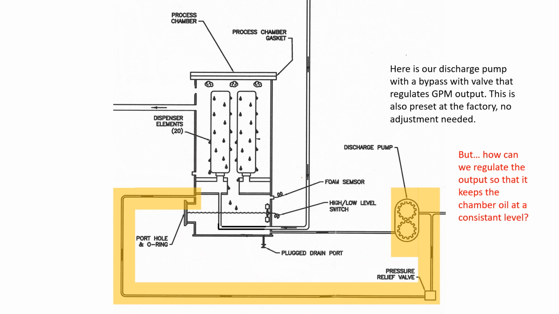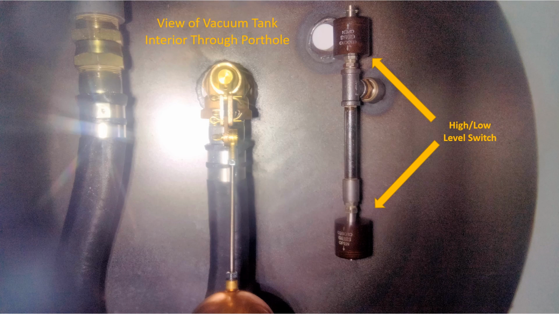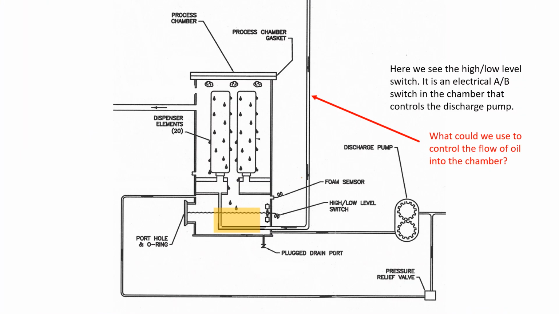But how can we regulate the output so that it keeps the chamber oil at a consistent level? Here we see the high-low level switch. It is an electrical A-B switch in the chamber that controls the discharge pump. Here is a look at the high-low level switch inside the vacuum chamber. What could we use to control the flow of oil into the chamber?